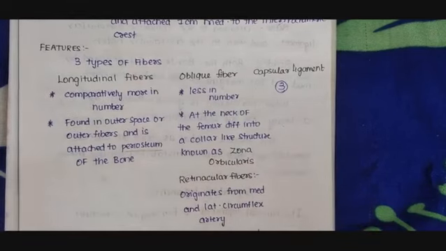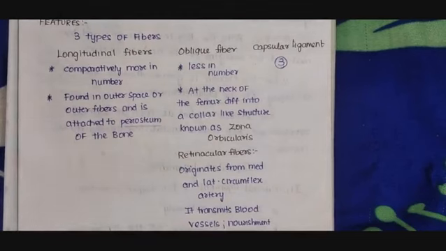These oblique fibers are less in number when compared to the longitudinal fibers. At the neck of the femur, these fibers differentiate into a collar-like structure referred to as the zona orbicularis, via which the retinacular fibers, which originate from the medial and lateral circumflex arteries, enter to provide nourishment to the head of the femur. And there are 3 capsular ligaments which we'll discuss later.